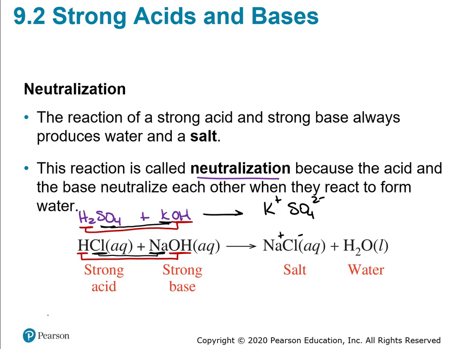Remember how you do that? Remember you assign the charges and then you swap them. So that -2 tells me that I'd have 2 potassiums. Potassium's a +1, so that means I only have 1 sulfate. So it would be K2SO4. That is a salt.